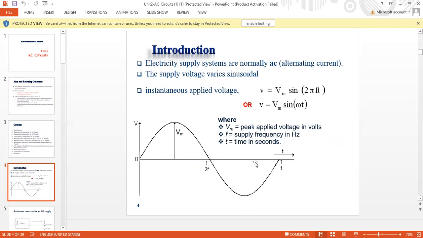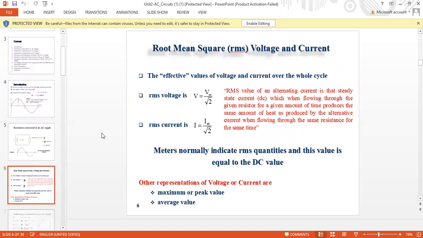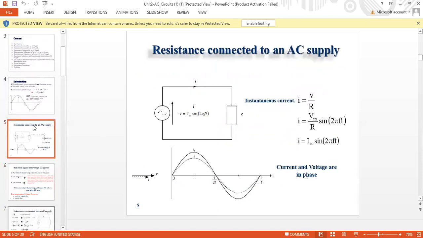0 to pi and pi to 2 pi. This 0 to 2 pi is the time period. The full time period is T. Here is the frequency f, the supply frequency in hertz, and T is the time in seconds. This is an introduction to the AC alternating current waveform. Now move to the next slide.